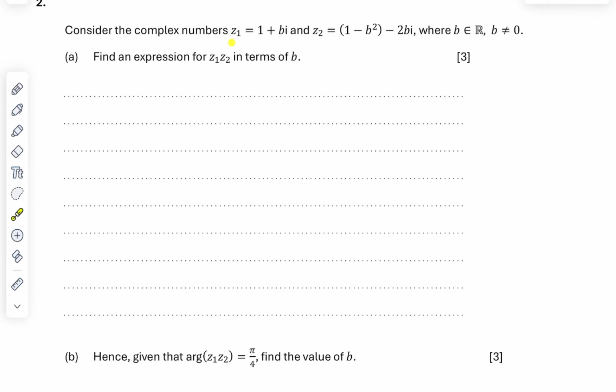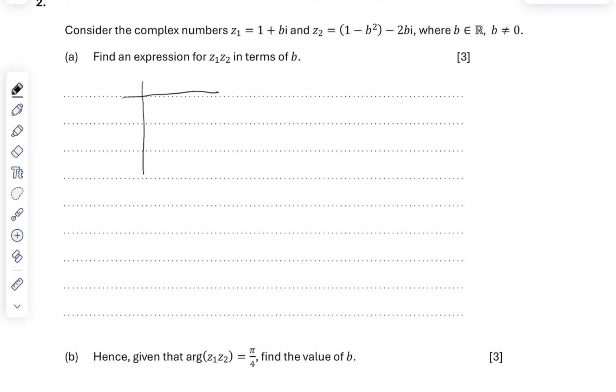So they're giving us a complex number here and another complex number. Find the expression for Z1, Z2. So let's try and multiply them out. Given this in brackets, I think that may help. So I'll leave that in brackets at the moment and see if I can multiply it out like that.